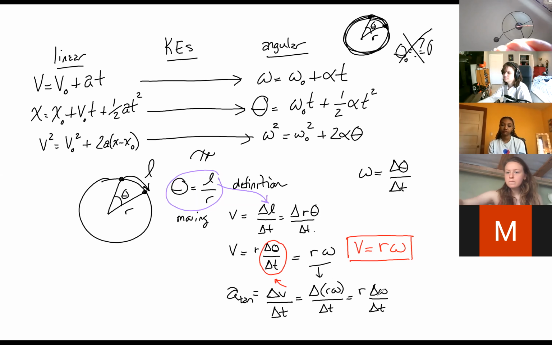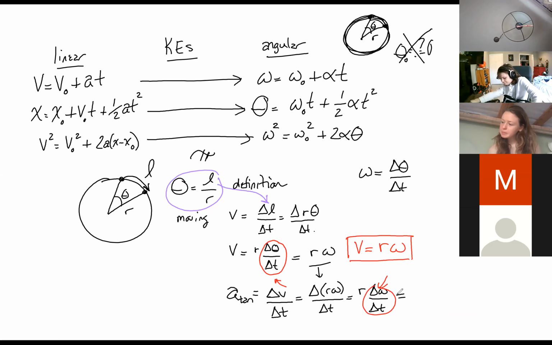Does anybody see what's happening there? What is this little thing? Delta omega over delta t, the change in omega. Alpha. Yeah, it's alpha. Cool. So the tangential acceleration is just r times alpha. So I'll write that in red, and then we're going to transition to something else. Sorry, it's kind of crowded. So the tangential acceleration is r times alpha.